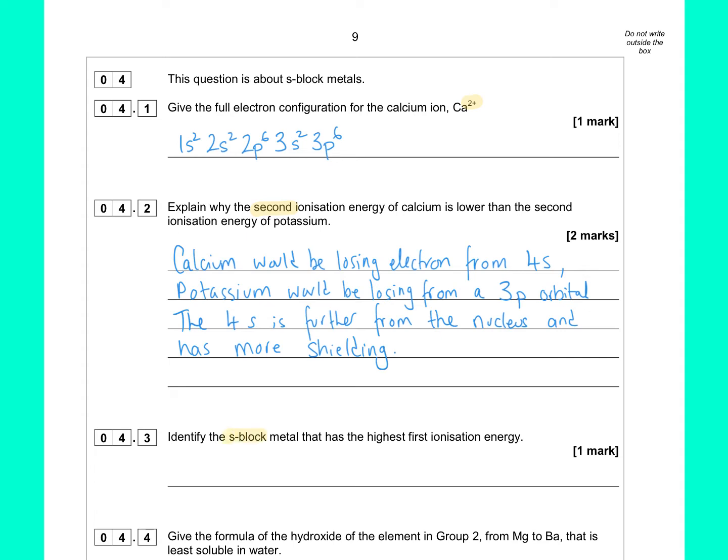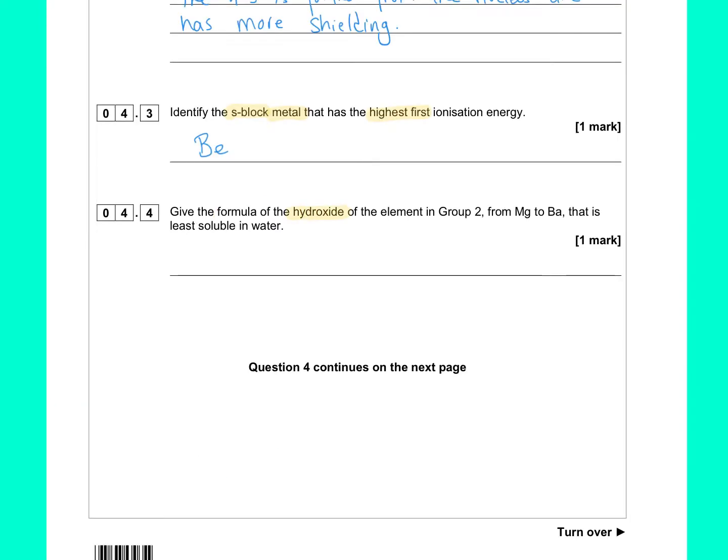So next we're asked to identify the S-block metal that has the highest first ionisation energy. Make sure you read the whole question, because I just read S-block first and went, oh, it must be helium, but it wants the metal, so it would be beryllium. The formula of the hydroxide in group 2 that's the least soluble in water, so you need to remember that the solubility of the hydroxides increases as you go down the group. Therefore, the least soluble would be magnesium hydroxide, and the mark is for remembering the formula, because it's Mg2+, so it's going to have 2 lots of OH minus.